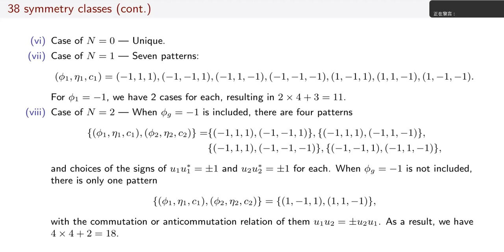And the case where there's no anti-unitary group element, I have just one pattern: 1, -1, 1 and 1, 1, -1. In this case, there are 2 choices. It just comes from the anti-commutation relation between U1 and U2. You can find that the phase stays under the change of the phase of representation. As a result, I have 4, 4, 4, 4 plus 2, then 18.